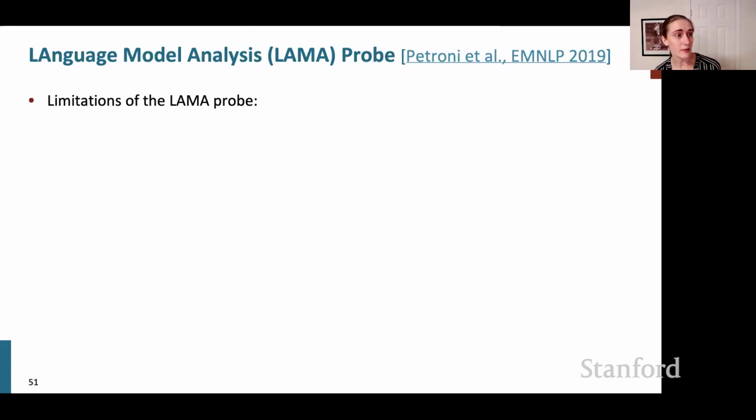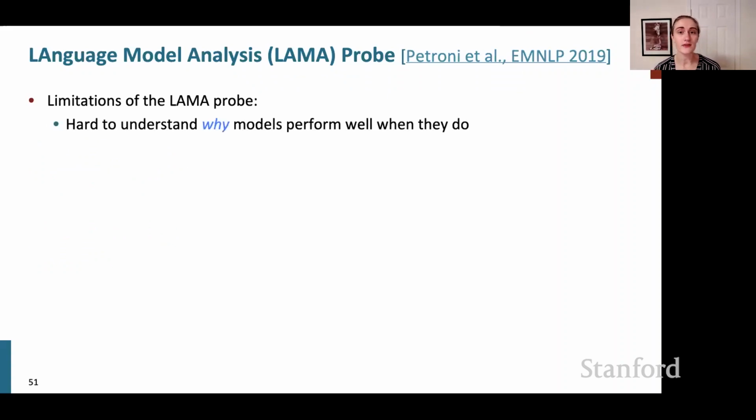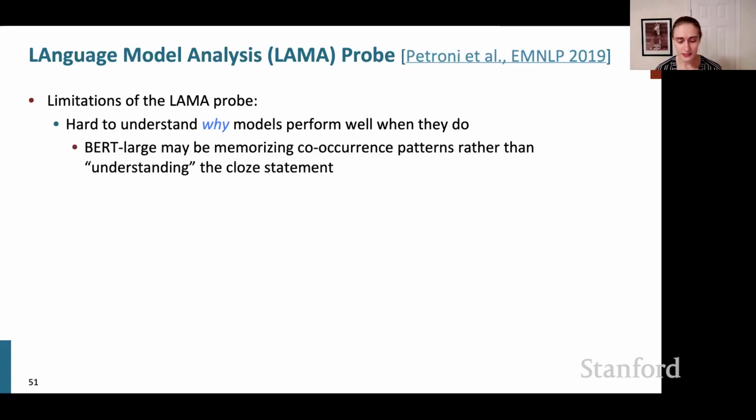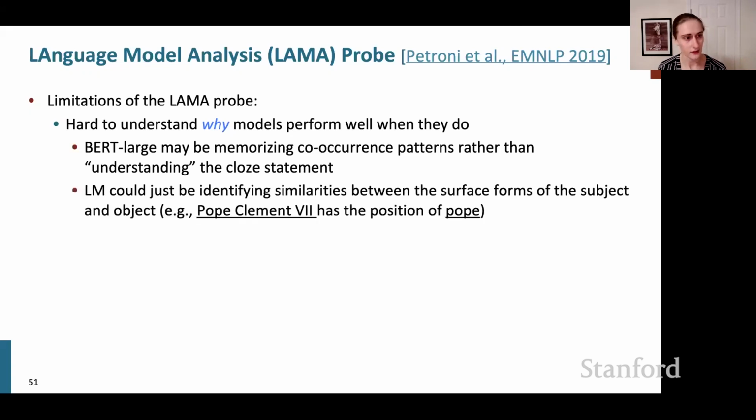So some limitations of the LAMA probe are that it can be hard to understand why the models perform well when they do. So for instance, BERT might just be predicting the most popular token, and this happens to be right. Maybe it's just memorizing co-occurrence patterns and doesn't really understand the knowledge statement and doesn't understand what the fact is. It might also just be identifying similarities between surface forms of the subject and object.